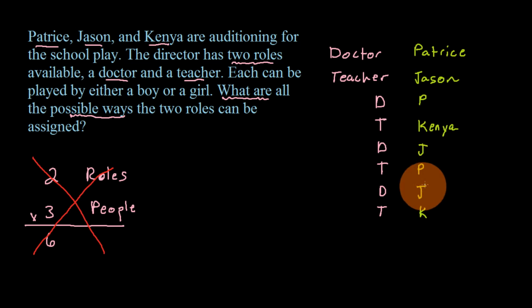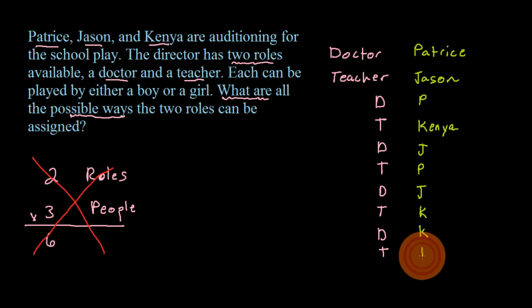Now Jason doesn't necessarily have to be the doctor either. So it's Kenya's turn to be the doctor. So I'm just going to make a note here. So we have doctor, teacher, and Kenya could be the doctor, while let's say Patrice is the teacher again. So Kenya could be the doctor and Patrice is the teacher, or I could rewrite this again. So doctor and teacher, with Kenya being the doctor again, but Patrice isn't going to be the teacher. We're going to make a note that Jason is the teacher this time.